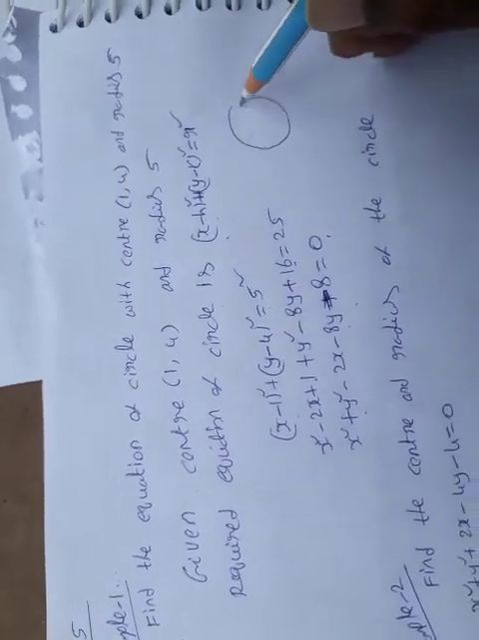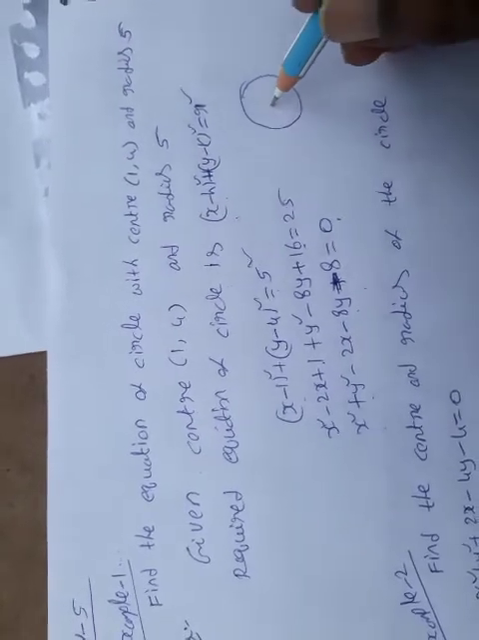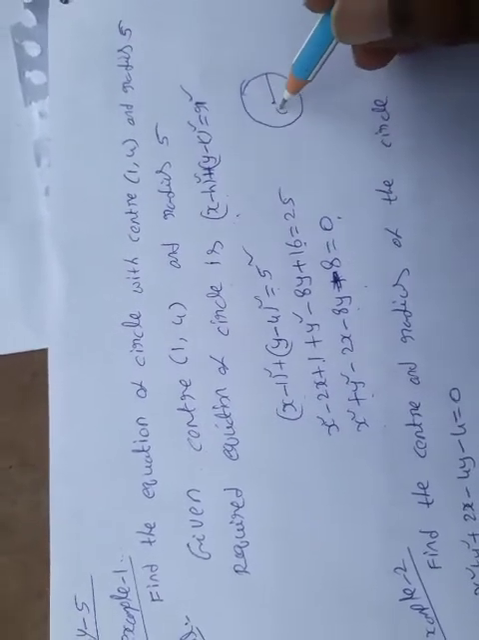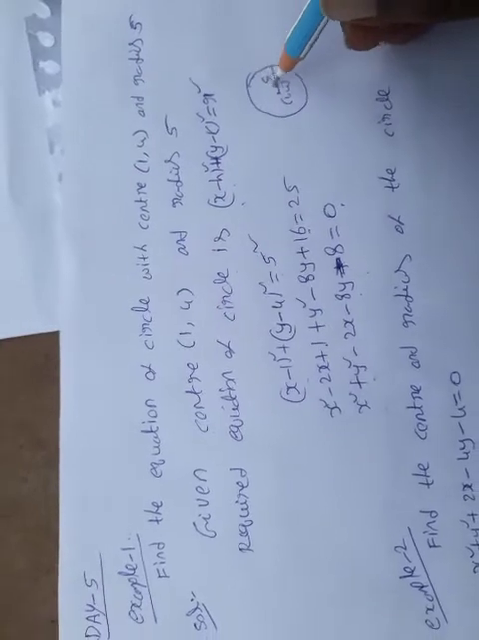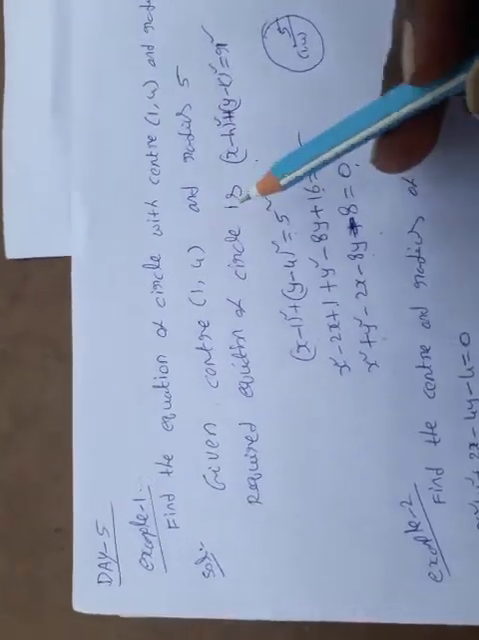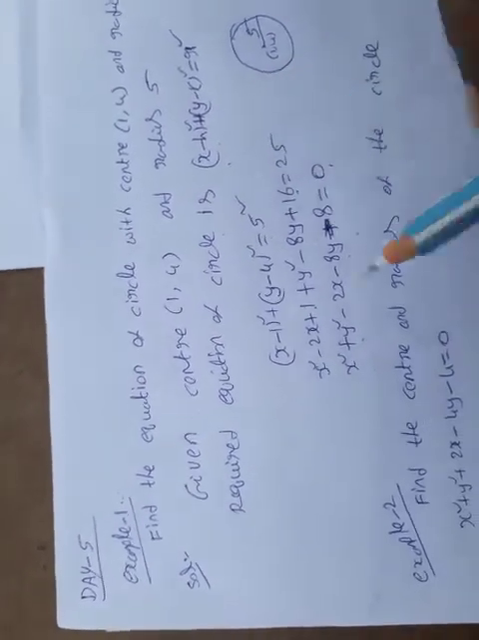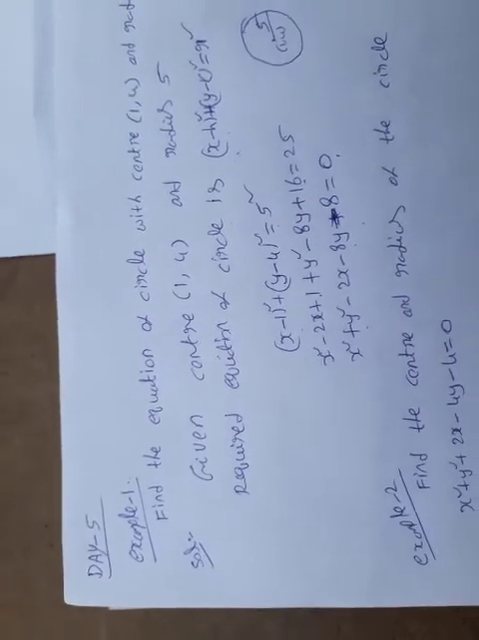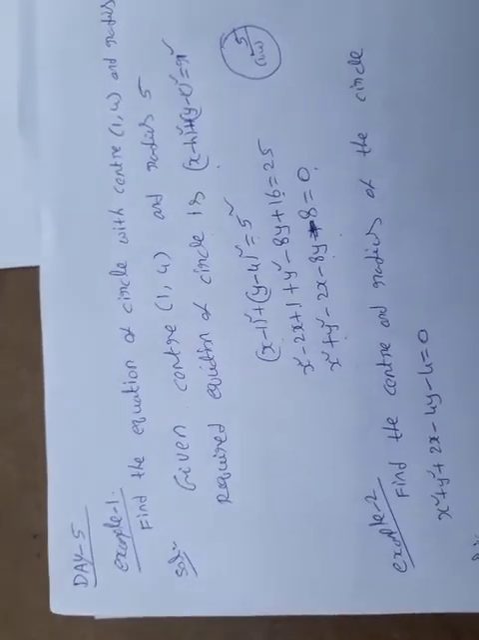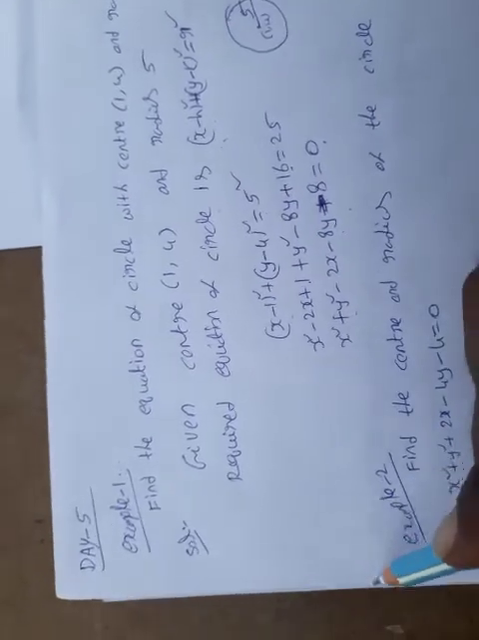Here they gave the center and radius: center is (1, 4) and radius is 5. When the center and radius are given, we write the circle equation as (x minus h) whole squared plus (y minus k) whole squared equal to r squared.